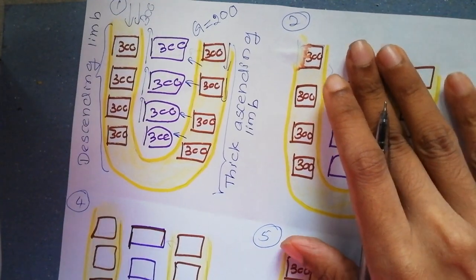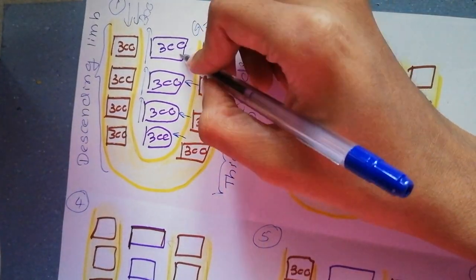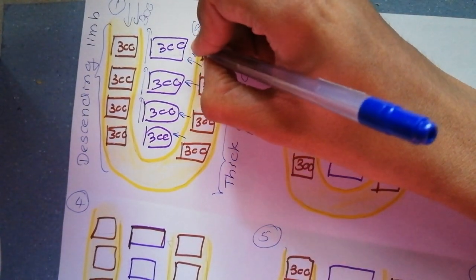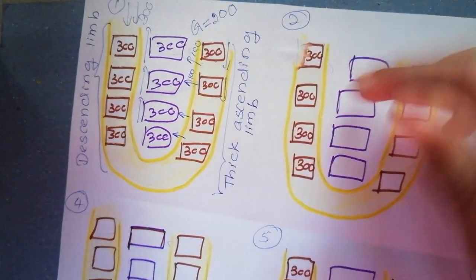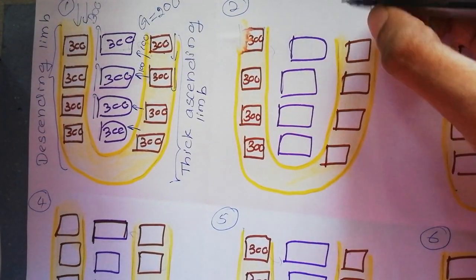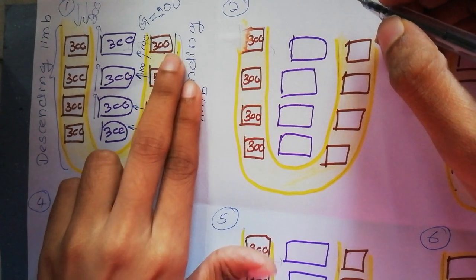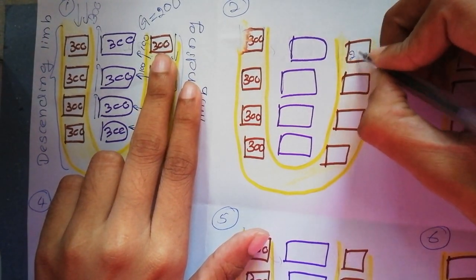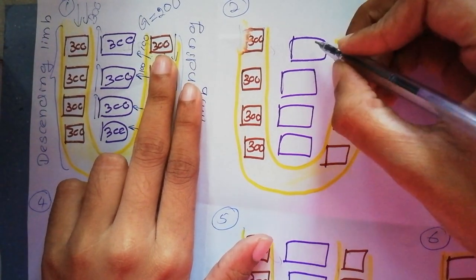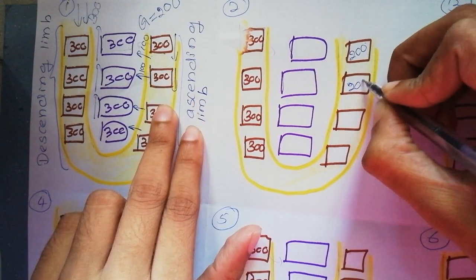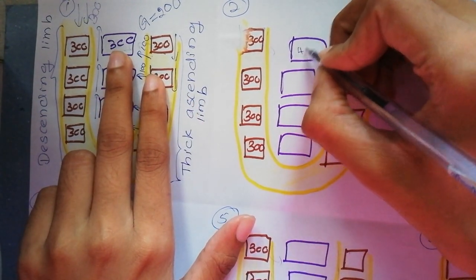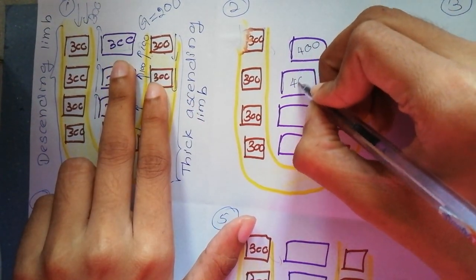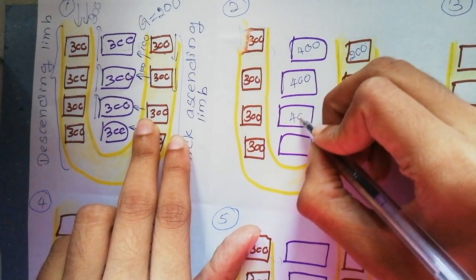When the thick ascending limb transports 100 milliosmoles per liter of solutes from the tubular fluid to the interstitium, the limiting gradient is reached. After transporting the ions, inside is 200 milliosmoles per liter and outside is 400 milliosmoles per liter. The gradient is 200 milliosmoles per liter.